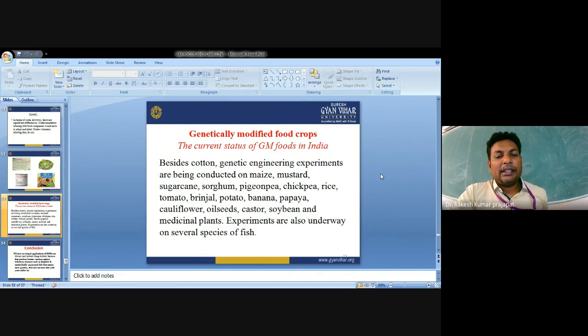Brinjal: BT brinjal with the cry1AC and cry2AB genes has been developed, with the gene inserted into the brinjal genome. Potato: GM potato, cry9C. Banana and papaya have been made resistant to ringspot viruses. In this case, the coat protein gene of the ringspot virus was introduced into the papaya. Cauliflower, oilseeds, castor, soybean, and medicinal plants. Experiments are also underway in several species of fish.